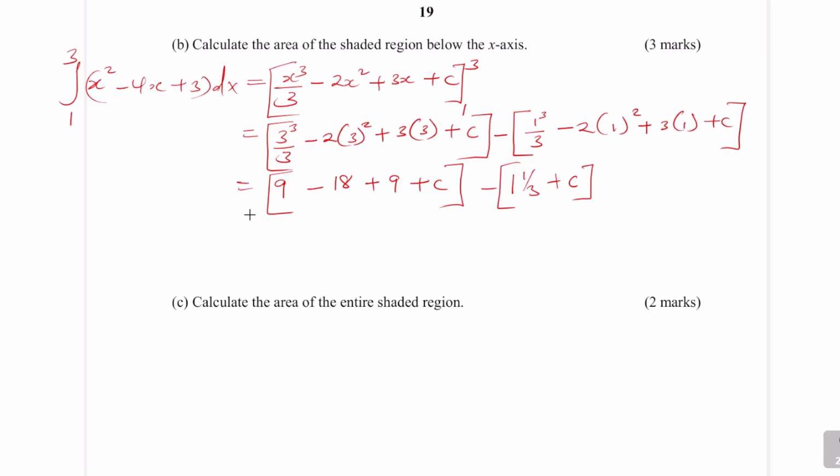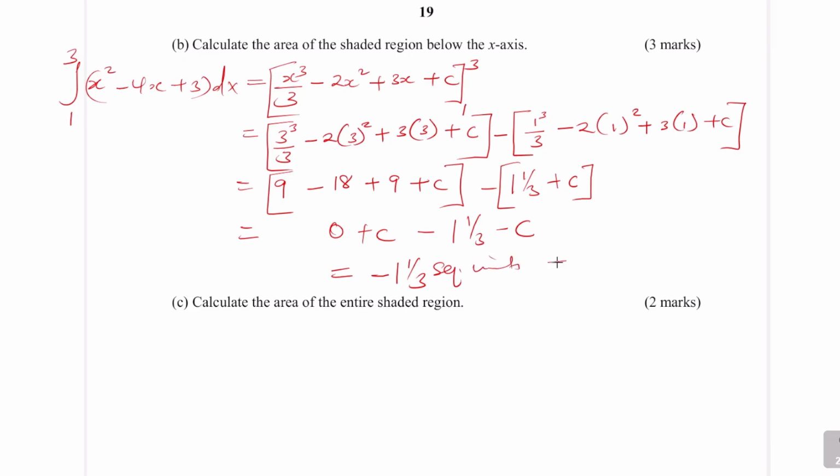Let's open the bracket. So we have 9 minus 18 plus 9. The whole of these will give us 0 plus c, and then we subtract 1 and a third, subtract c. So this one will give negative 1 and a third square units.